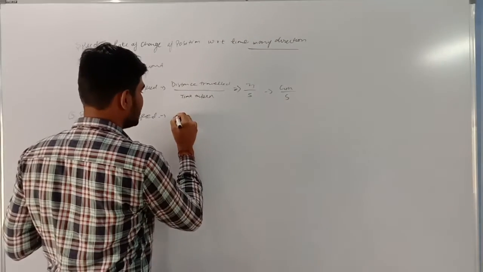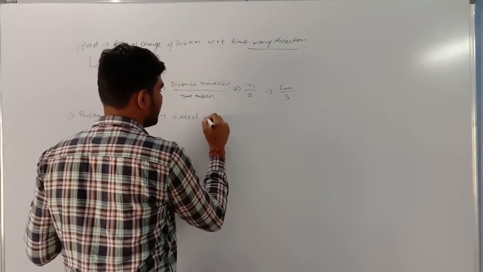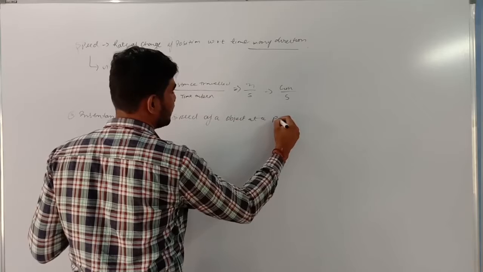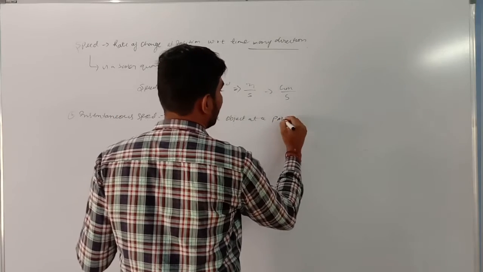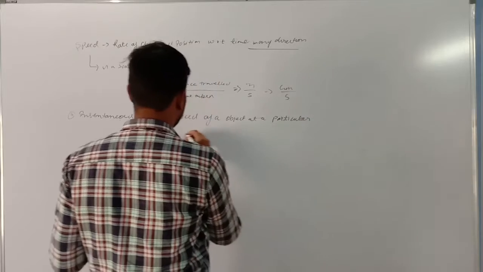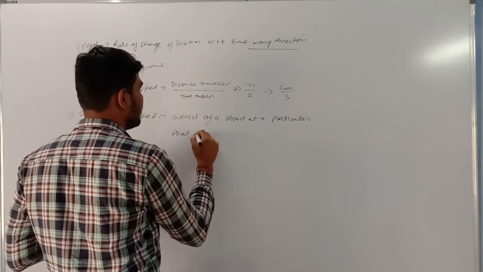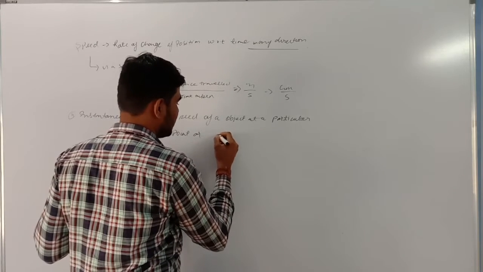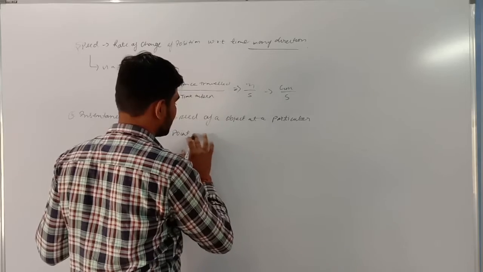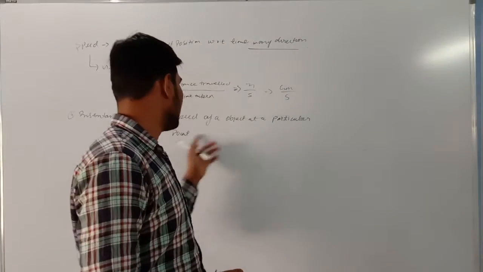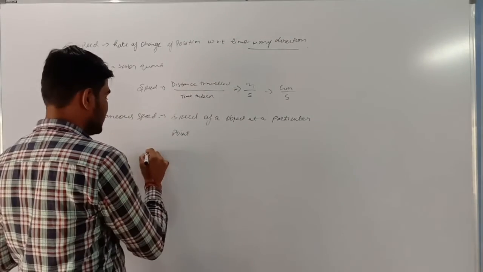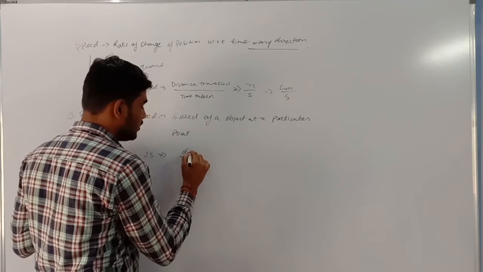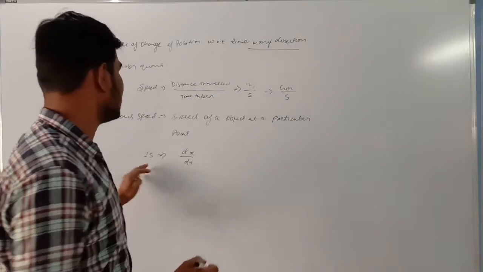Instantaneous speed is the speed of an object at a particular point. So what is its formula? Instantaneous speed's formula is delta x upon delta t. Why are we considering delta x and delta t?